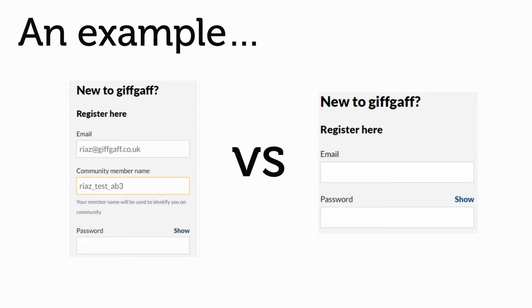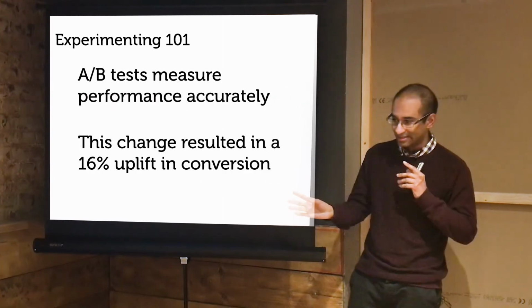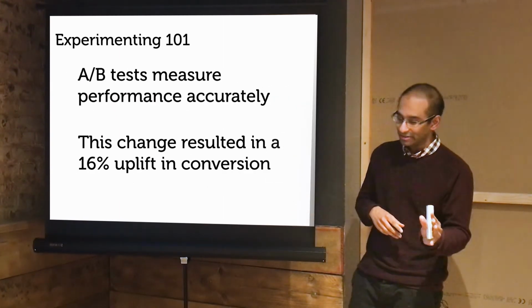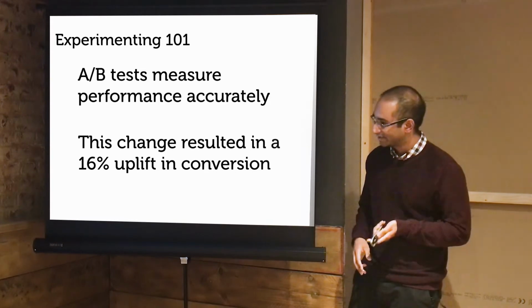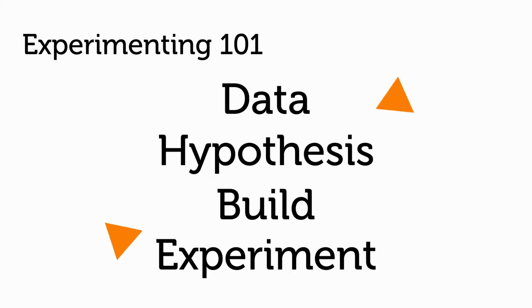So then we built it. So what we did is we removed the field where you put in a username. So now it's just 2 fields. And what we did instead was, in the background, we'd generate a username for them. So that was the build. And then because we did an A/B test, we tested against having a username field versus not, and we saw a 16% uplift in conversion. So that was really good for us. And that's the process. And what you should do is be doing this over and over again as many times as you can.